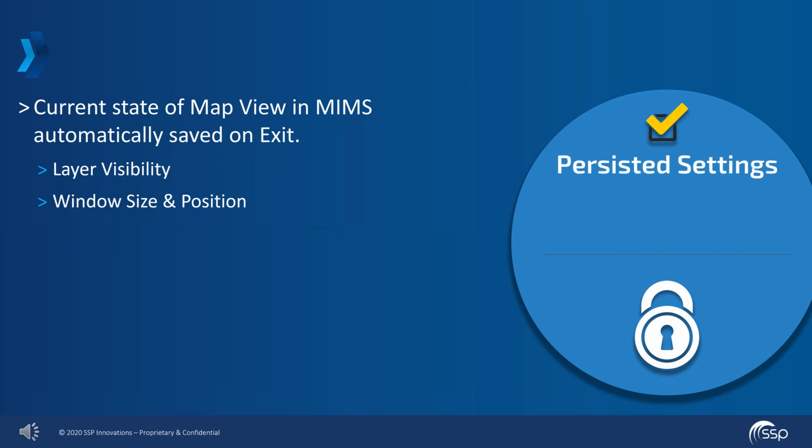Persisted settings is a gap item that MIMS team are steadily closing, and for MIMS 2020 we have included layer visibility and window size and position in the list of preferences that persist on a client now per user. So users can now set their layer visibility in MIMS mobile table of contents, and those preferences will be saved between sessions, and this specifically was a recurring request that we are pleased to have incorporated in this release.